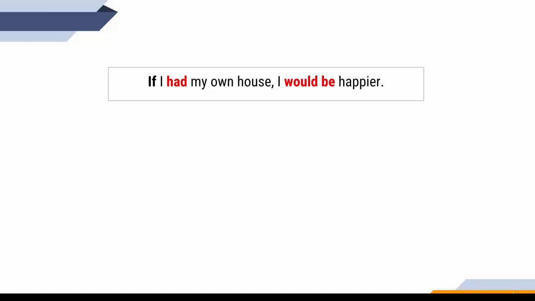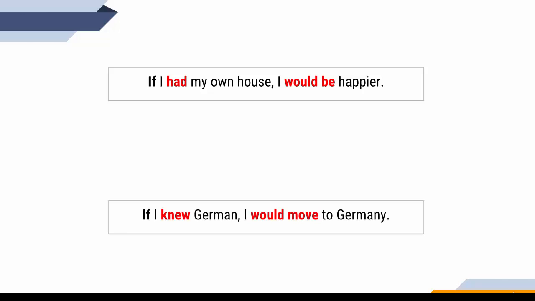By contrast, in second conditional, the situation was a little bit different. The examples: If I had my own house, I would be happier. If I knew German, I would move to Germany. The reality: I don't know German. I can't move to Germany. The reality in the first sentence: I don't have my own house. I live on rent, unfortunately. So I'm not that happy. Structures. Both sentences start with if.